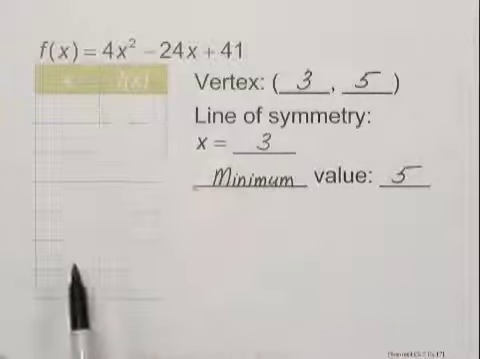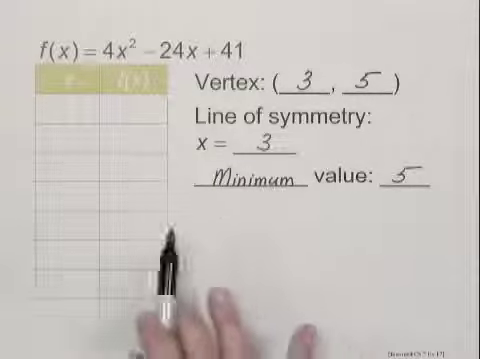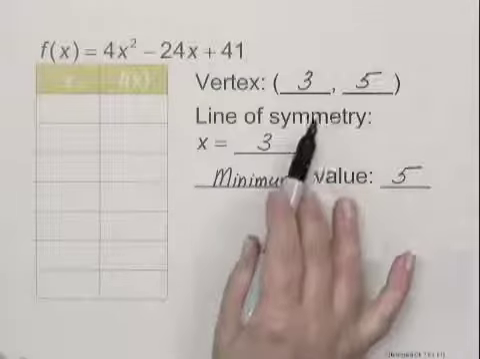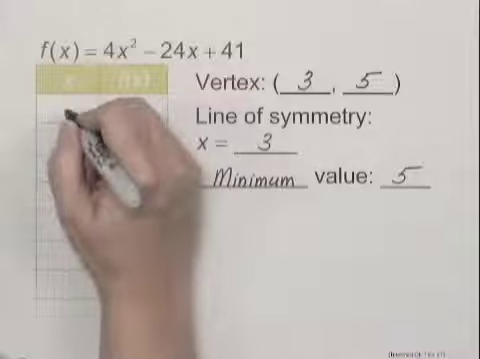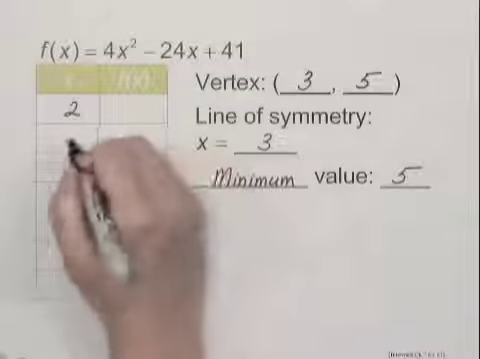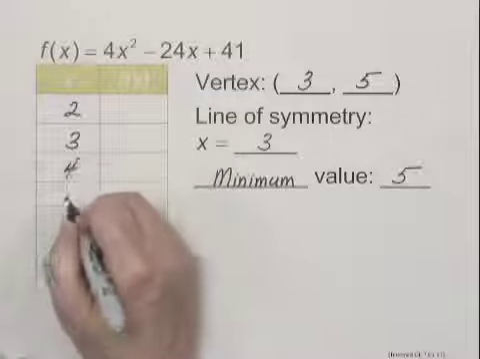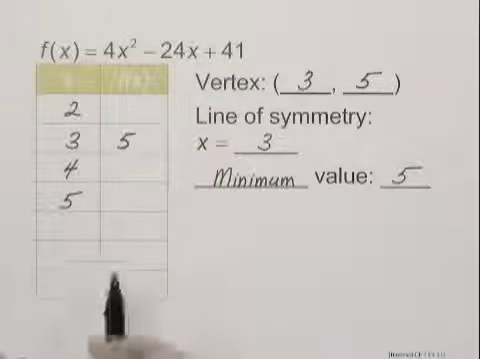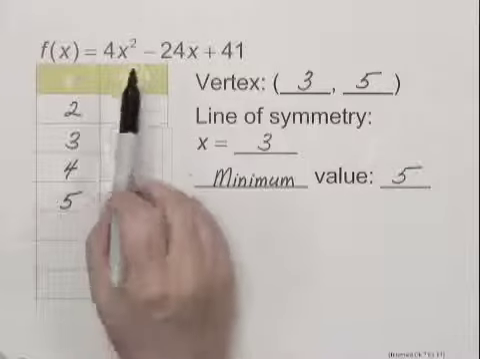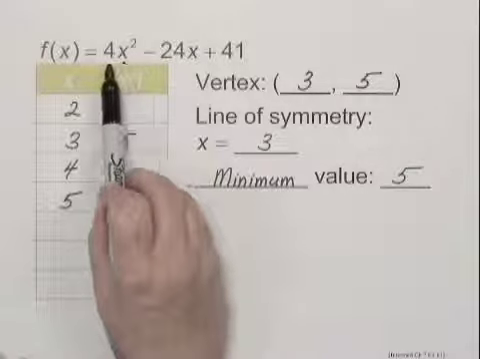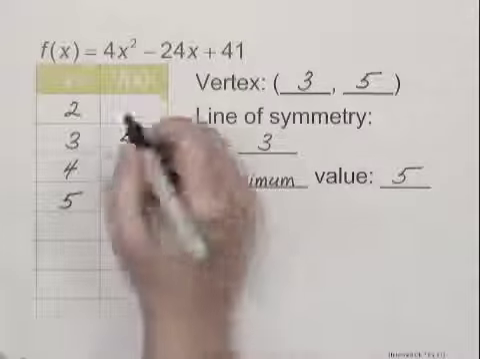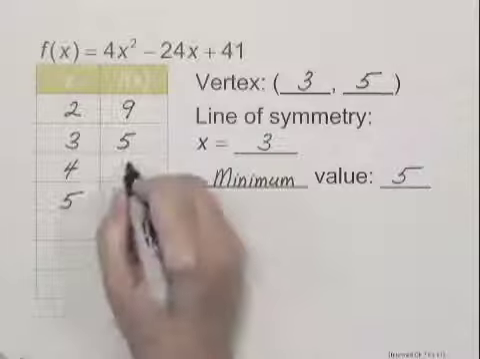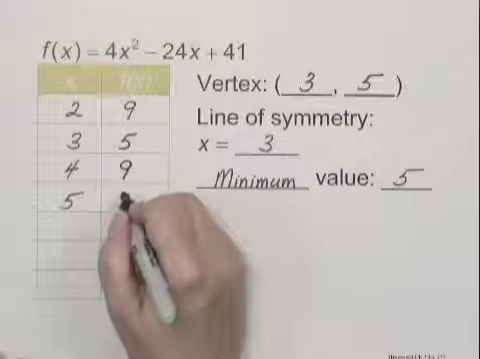Now I'm going to choose a few points here. I already know the basic shape of the graph. It's a parabola opening up. I know the vertex is (3, 5), so I'll choose some x values on either side of the vertex. I'll choose 2, and then I'll go ahead and write in the 3, and then we'll do 4 and 5. I know that f of 3 is 5 because that's the vertex. To find f of 2, I simply substitute 2 in the equation 4x squared minus 24x plus 41, and I get 9. Similarly, f of 4 would be 9, and f of 5 would be 21.